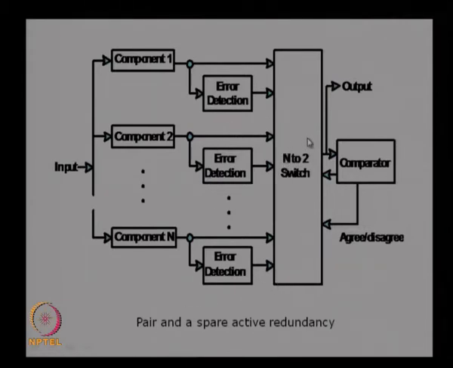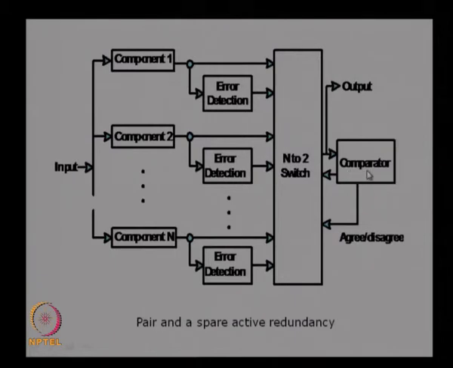Instead of an N to 1 switch, we will have an N to 2 switch, and the output will be connected to a comparator, which will declare whether there is an error or not. So, what will this switch do? In the previous case, it would take one output and check whether there is an error or not and give an output. But in this case, the N to 2 switch will take 2 outputs from here. Any 2 component outputs which are error free will be taken, and then sent to a comparator to compare the outputs, and then declare an error or not.